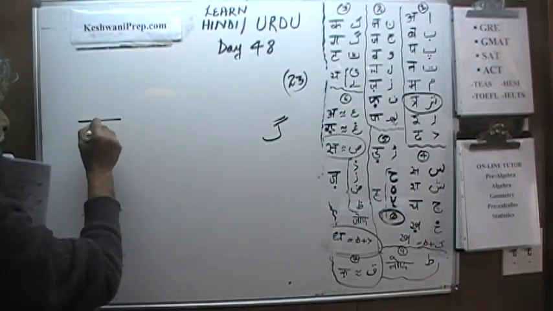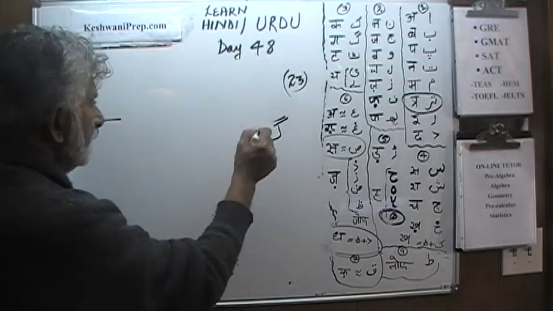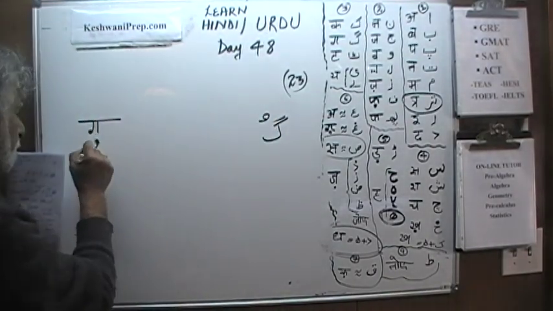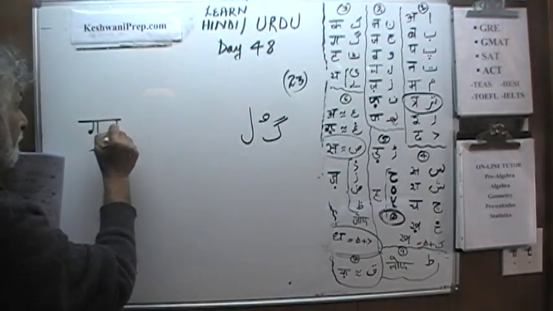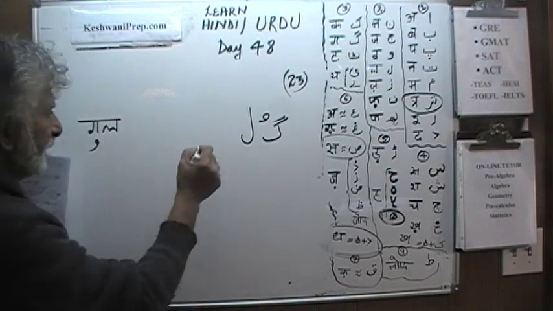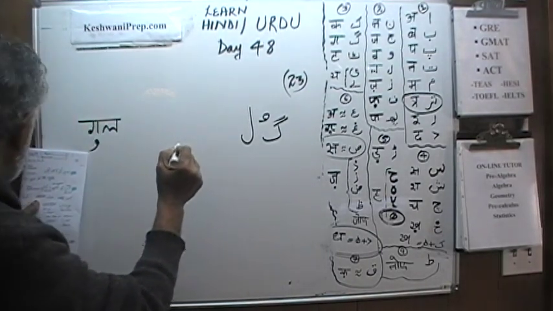That's your go right here. We don't need a go, we need a gu, we need a choti u ki matra. Gu, so that's a gu, to which we're going to join the la, gul. Let's put them together. When we put them together, it's going to look like this. Gul, how do we write it?